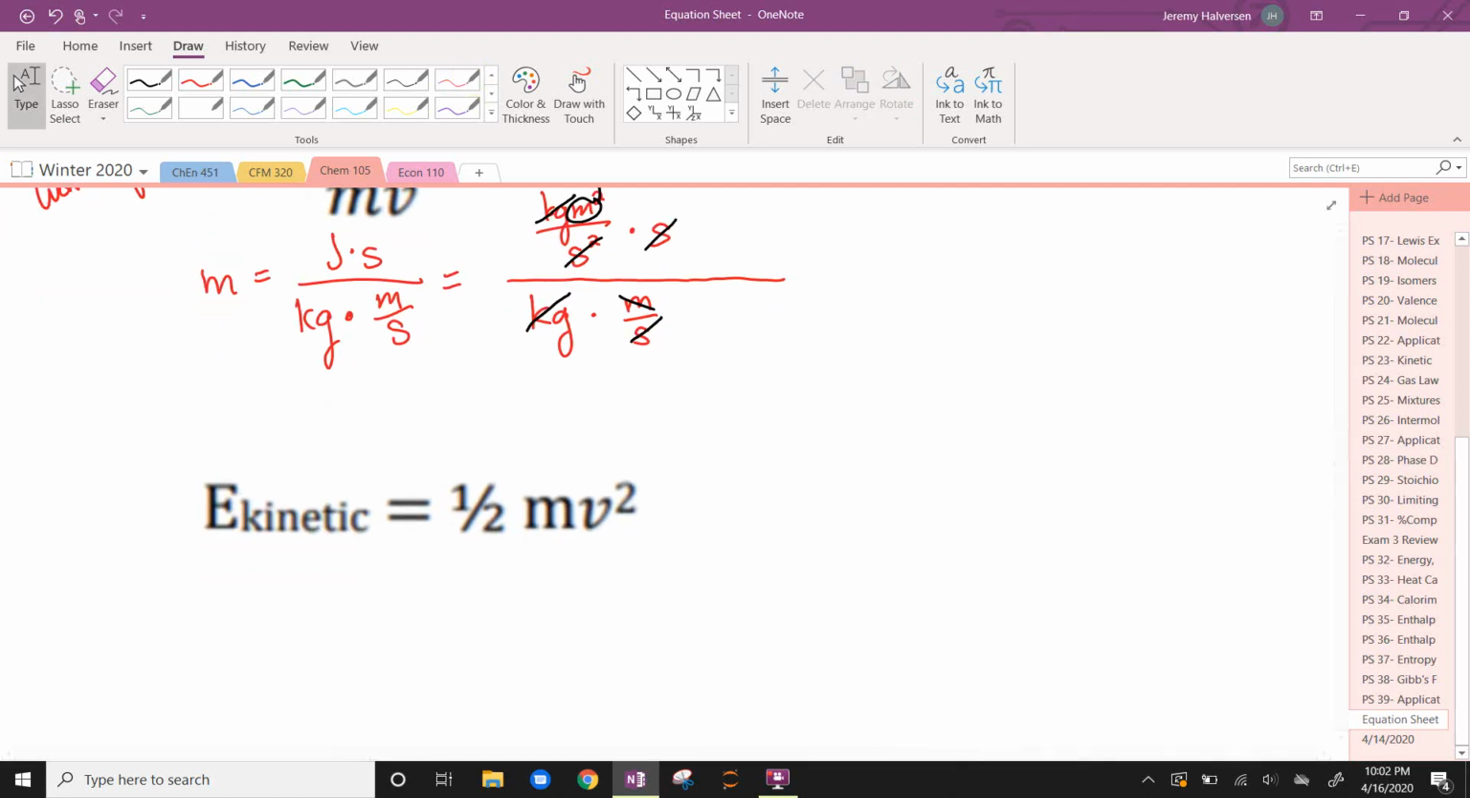If that didn't make sense, I'm going to do it one more time, a little bit differently. So my joules is kilogram meters squared per second squared. Then I have seconds on top. I have kilogram on bottom.